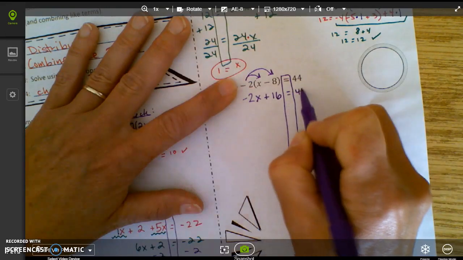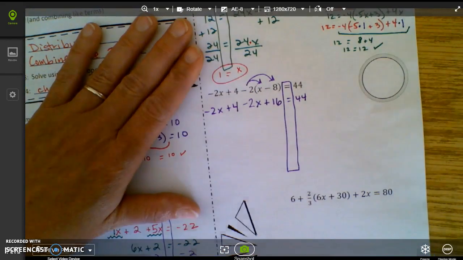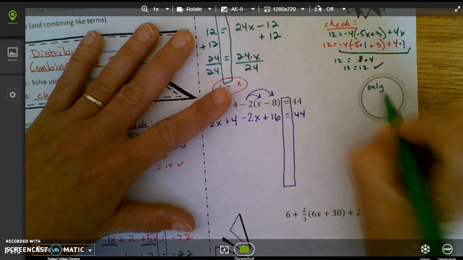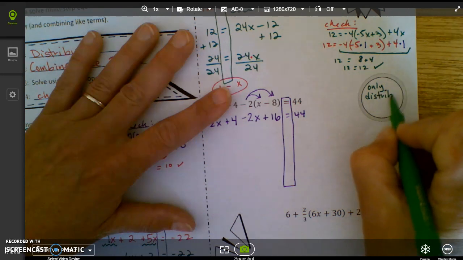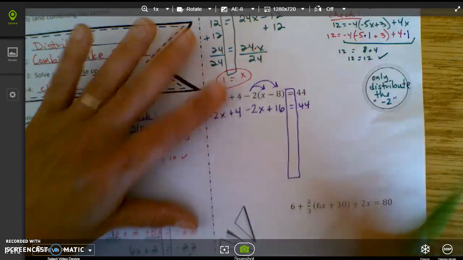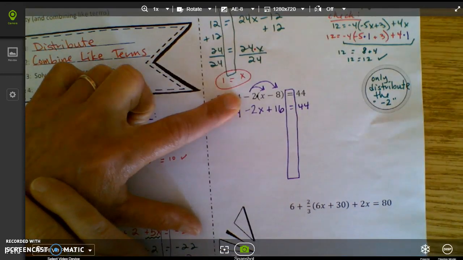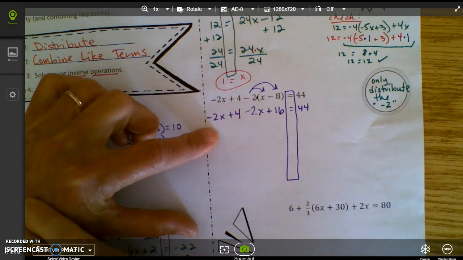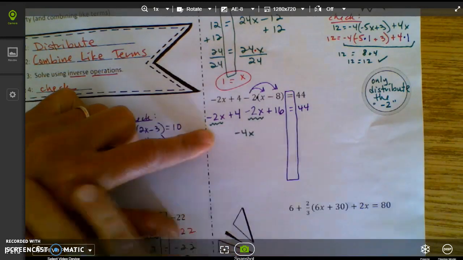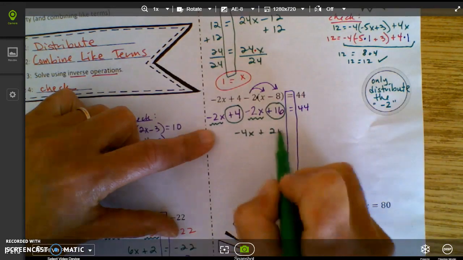+16. Okay, so out front we're going to bring down our -2x, we're going to bring down our +4. And I think what we're going to put in this little circle over here is that we're only distributing the -2. And I'll put -2 in quotes because that's really the only item that is attached to our parentheses that we're distributing. Everything else comes down. And then what we could do is we could look for those things to combine. There's some x's that we combine. And here's some constant terms that we're combining.